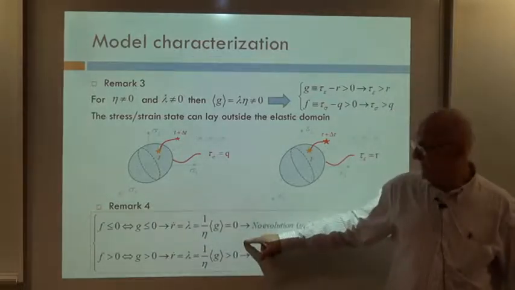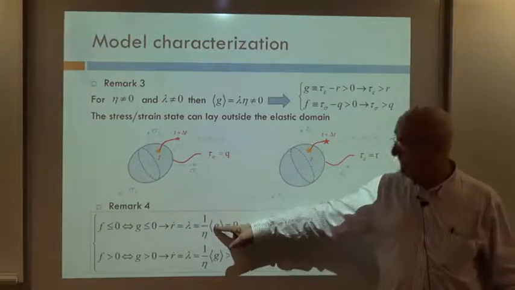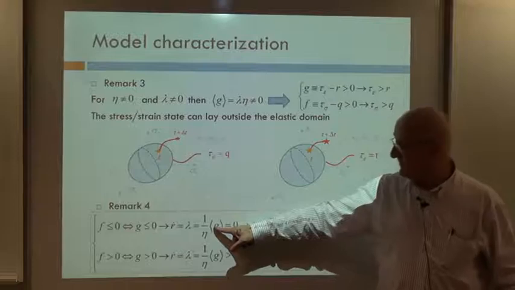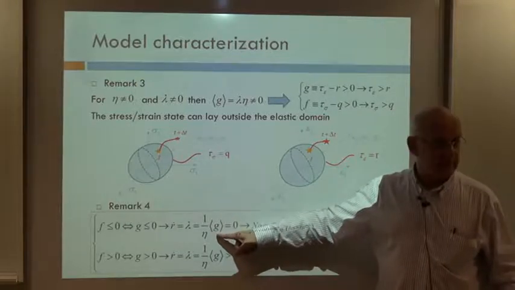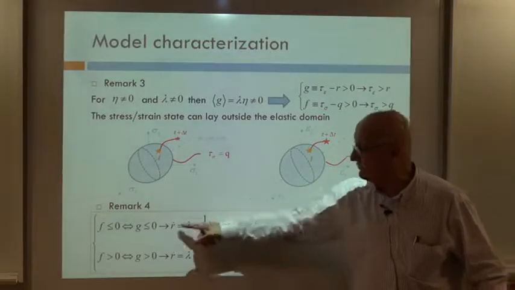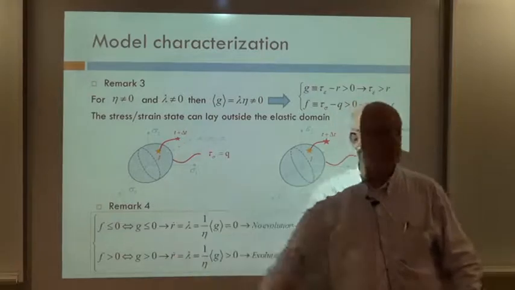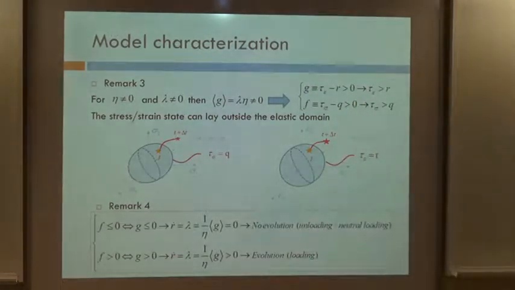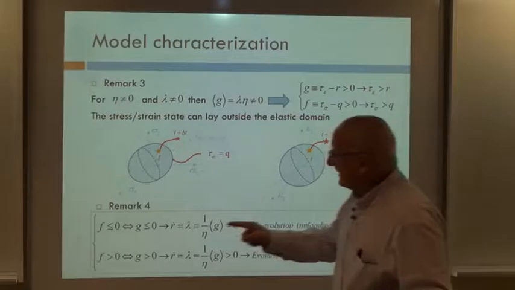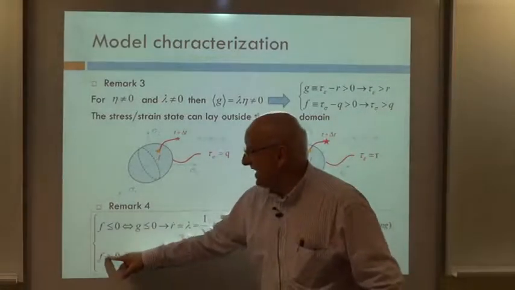Look at this. How much is this? This is negative. The Macaulay bracket of a negative value is 0. So lambda is equal to 0, so R dot is equal to 0. There is no evolution of the elastic state. So while the point is inside, nothing is different. The point is that now the point can be outside.